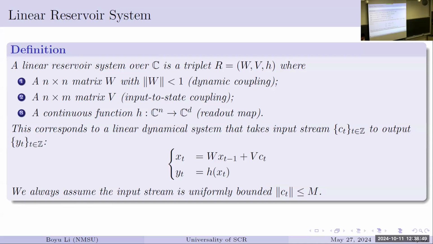We always assume our input stream is uniformly bounded. That's a big assumption we have, but it's not a terrible assumption. Most of the time you're not going to input something that changes that much. So we assume the input stream is less than or equal to some universal constant. Okay, so that's a linear reservoir system.